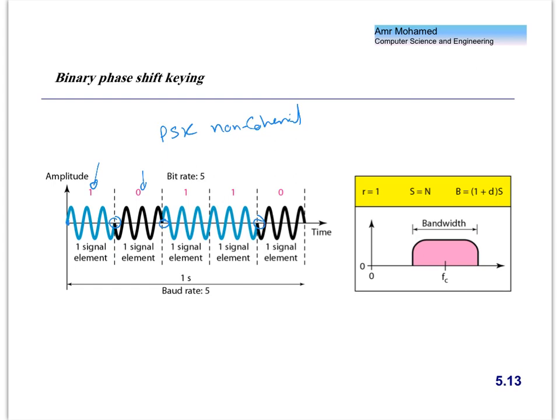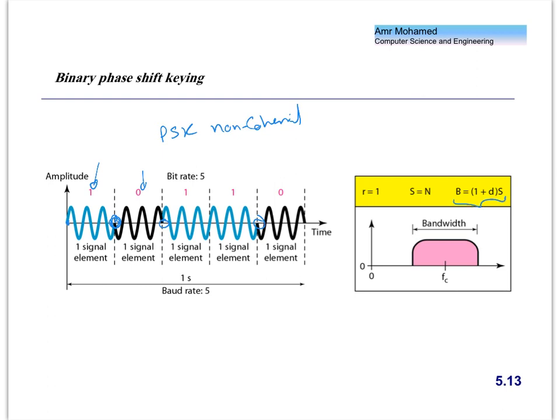So what do you mean non-coherent? Non-coherent means it's not necessarily continuous. So you may have some discontinuation at different points, which means that the signal itself is not continuous. And again, this discontinuation, as we said before, generates high frequency components, right?